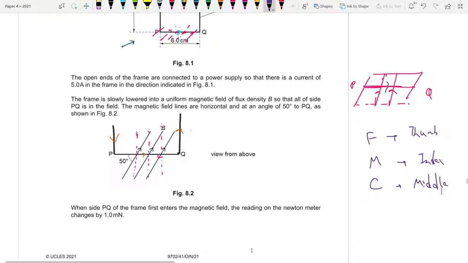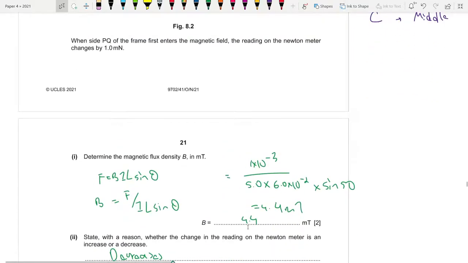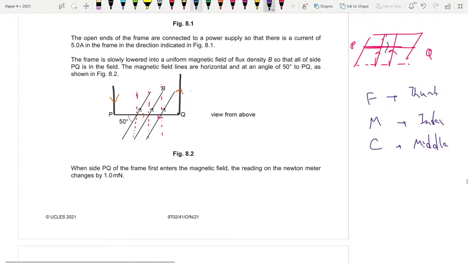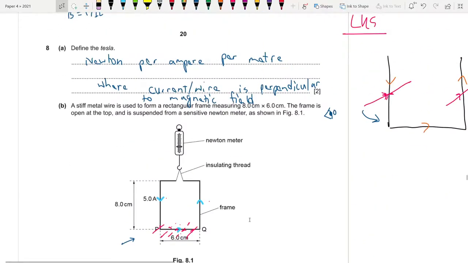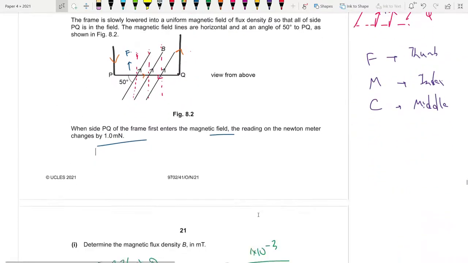Okay, so where is the thumb actually pointing? As you can see, the thumb is actually pointing upwards, right? So that's quite interesting. The force is actually acting upwards like this. So they're saying that when PQ of the frame first enters the field, the reading changes by 1 millinewton. We don't know how it changes. Does it increase or decrease? It should decrease. I'll tell you why in a bit.